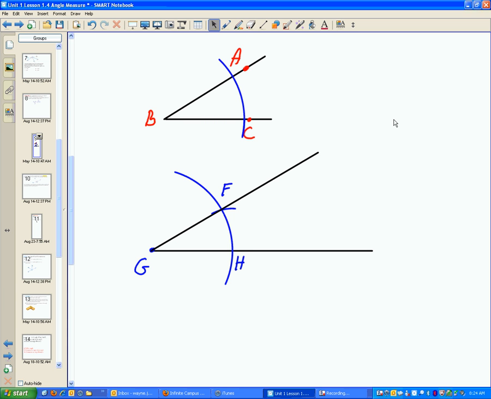Everybody with me? You kind of see why it worked? Because what I did is I ensured that the distance from the arc to B was the same as the distance from the arc from F to G and H to G. So then when I measured how far along the arc that distance is and made it the same here, that's how come I got the angles opening up the same amount. I measured them to make sure they opened up the same amount.